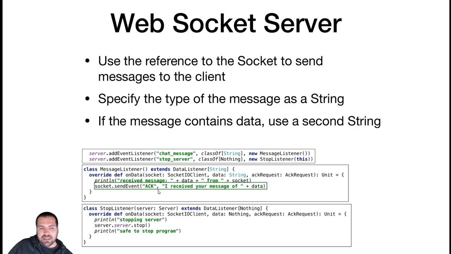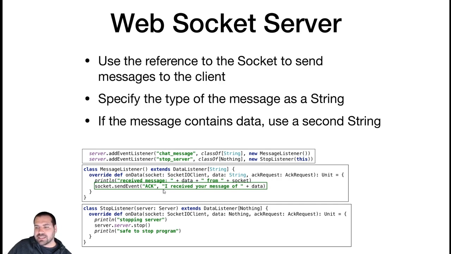We're going to send either one or two strings. The first string, if we're only using one, is the message type. And the second string, if it exists, is going to be the data attached to that message. So here I'm sending an event of type ACK and sending this as the string attached to that message.